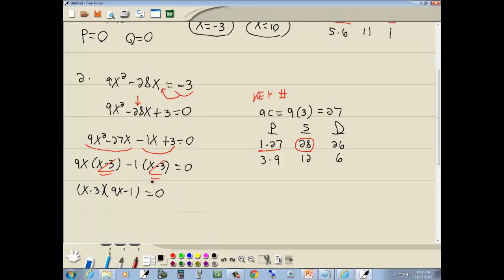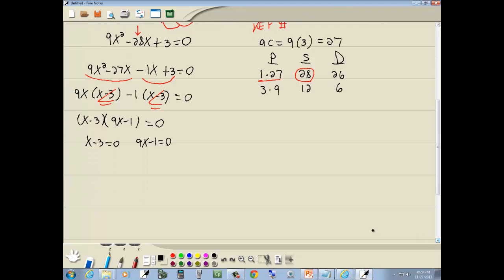Okay, zero factor property. You get 0 on one side, you factor the other side, you set each factor equal to 0. So I'll set x minus 3 equal to 0, and 9x minus 1 equal to 0. Take negative 3 over, it becomes a positive 3, so we get x equals 3. On this one, take the negative 1 over, it becomes a positive 1. Then divide both sides by 9. And we get x is equal to 1/9.